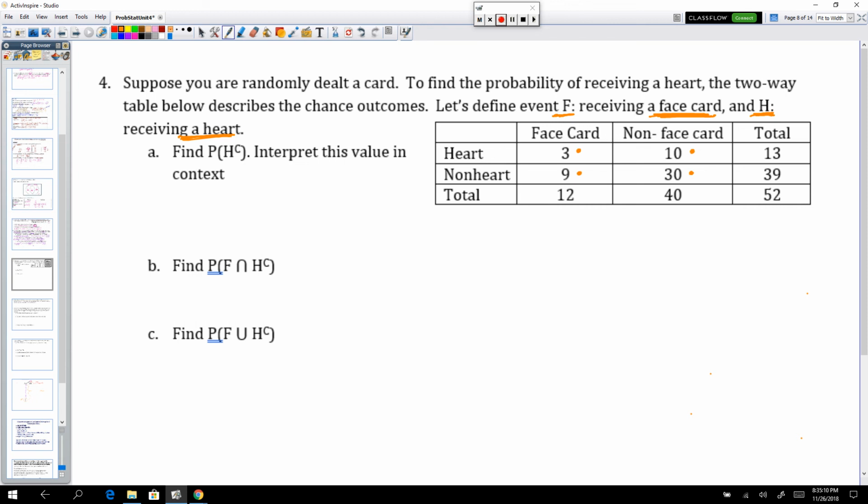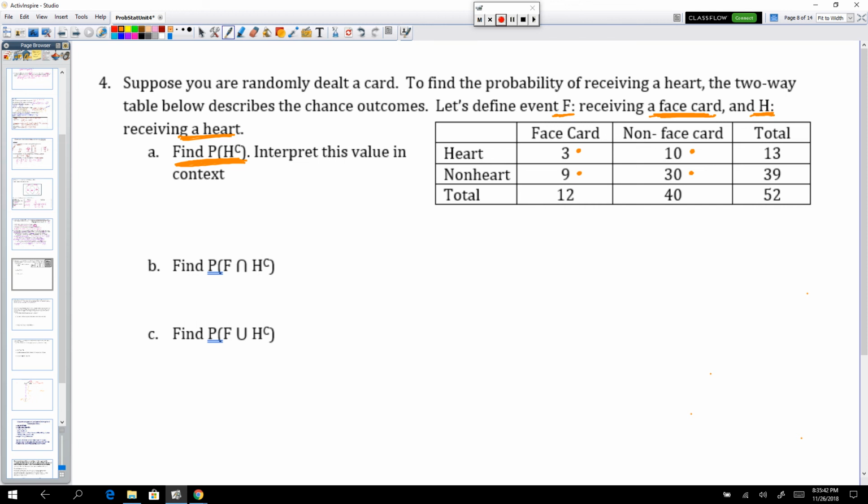So let's look at the first question. And again, we're beginning to practice this notation and understanding what we're even being asked in the first place. So take a look at that. See if you understand what you're being asked. Hopefully you have thought to yourself, I'm asked, what is the probability of not being dealt a heart? Okay, that's what that means. P of H with a C complement. That's asking, what is the probability of not being dealt a heart?